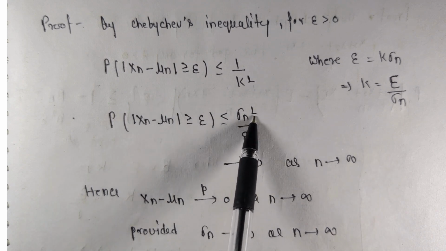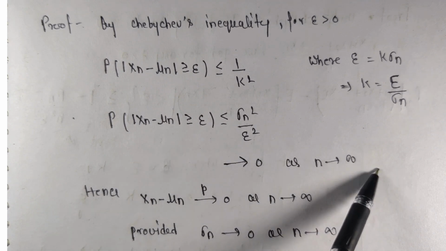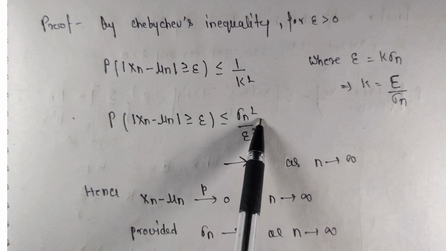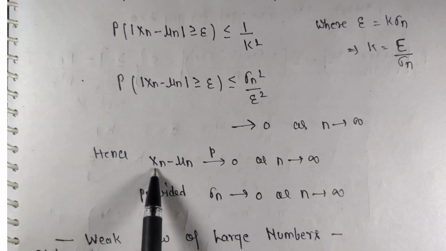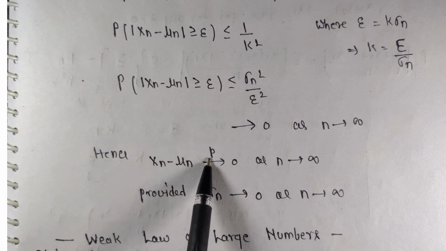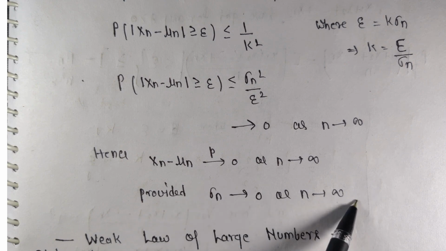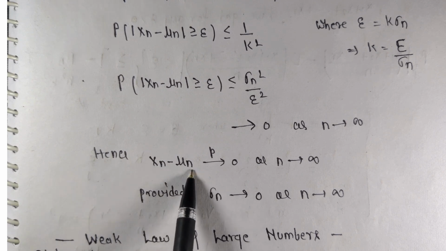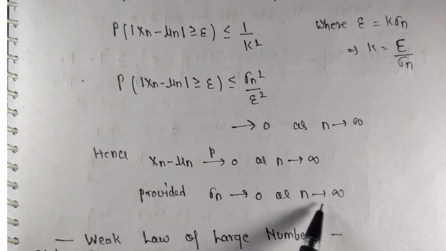Now sigma n squared upon epsilon squared tends to 0 as n tends to infinity. Is it clear? Sigma n squared is the variance, and if we take n tending to infinity, then sigma n squared tends to 0, so this becomes 0. So now we can conclude that xn - mu n converges to 0 in probability as n tends to infinity, provided sigma n tends to 0 as n tends to infinity. This is the proof of the Chebyshev theorem by using the Chebyshev inequality. So xn converges to mu n in probability as n tends to infinity, provided the condition that sigma n tends to 0 as n tends to infinity.